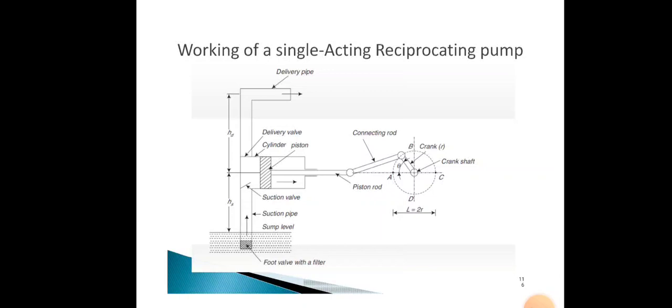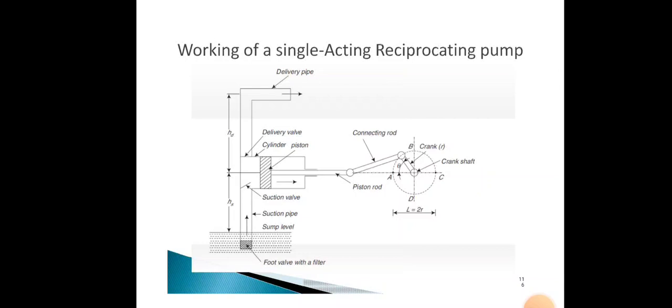Then the suction pipe. What is the purpose of the suction pipe in the reciprocating pump? It connects the source of water to the cylinder. The suction pipe allows the water to flow into the cylinder. Then the delivery pipe. After this process, the water leaves the cylinder and is discharged through the delivery pipe. The delivery pipe joins the pump cylinder to the discharge outlet.